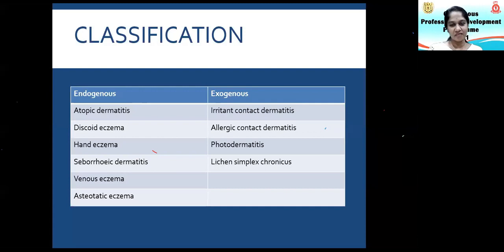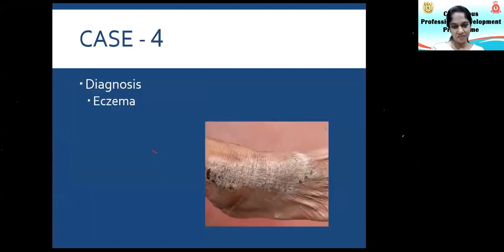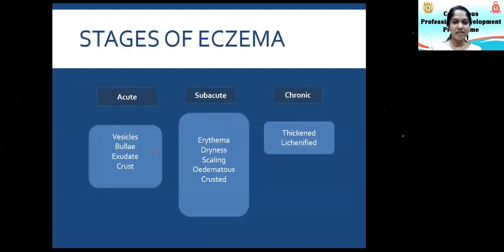And then the lichen simplex chronicus, which is eczema worsened by chronic itching. Actually, the previous picture that we saw is an example of lichen simplex chronicus. So the clinical features of eczema vary depending on the stage. In the acute stage, you can see vesicles, bullae, exudate, and crusting. In the subacute stage, there can be erythema, dryness, scaling, and the lesions can be edematous or crusted. And in the chronic stage, the skin is extremely dry with thickening and lichenification.